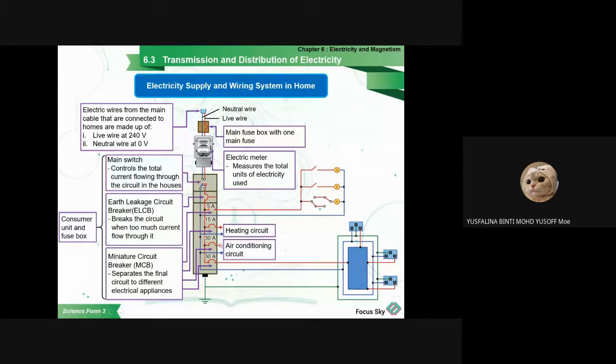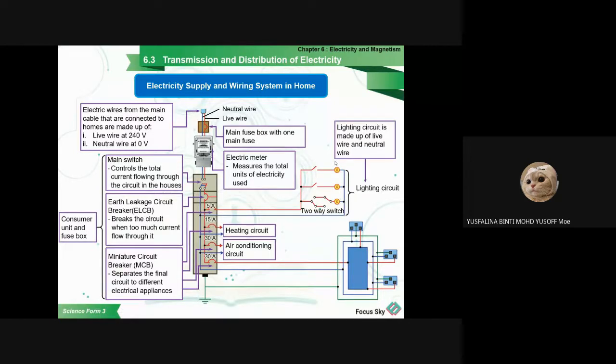Okay, so say for the aircon, 30 ampere, so we go 30 ampere here. We give 30 ampere to the aircon, right? So this is part of the wiring system in our home. This one you know already, this is the parallel circuit. So if one bulb cannot light up, other bulbs still can light up. That's why we use a parallel circuit in our home.